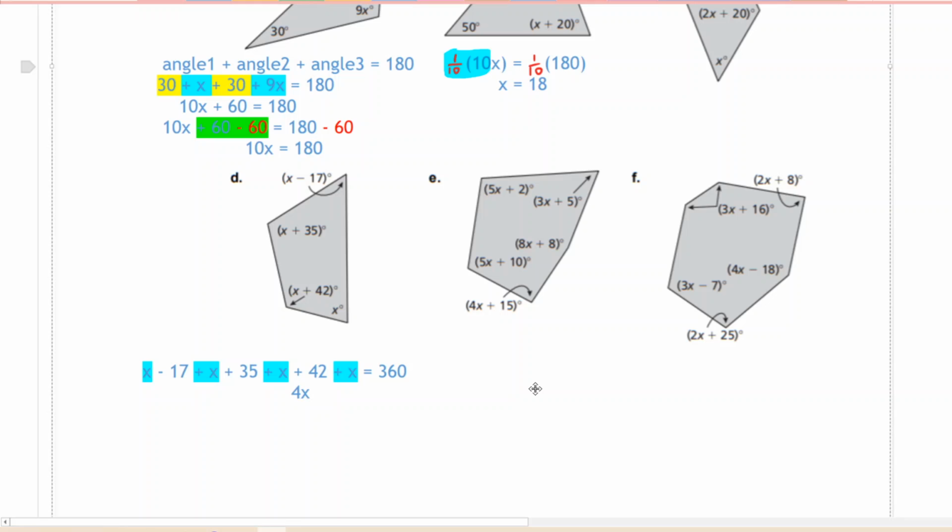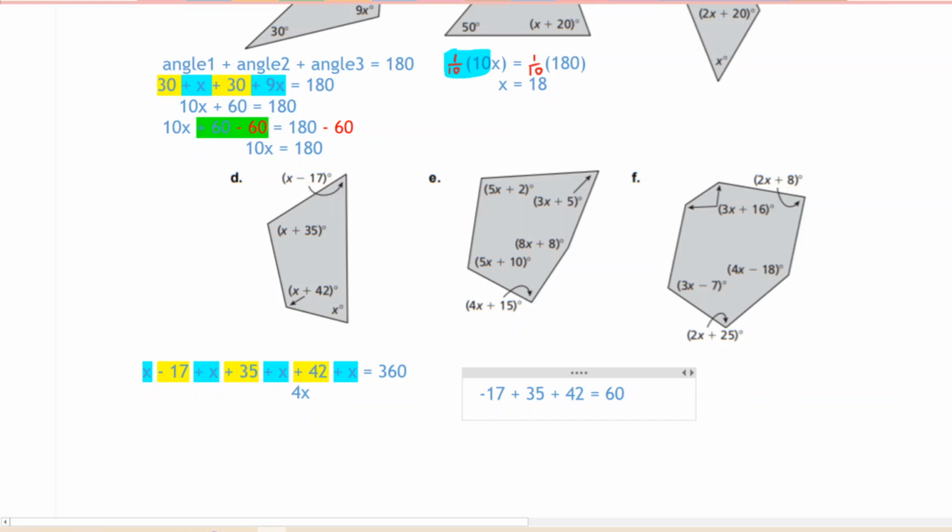And then we'll take a look at the constant terms. Okay, that's minus 17, plus 35, and plus 42. Let's do this over here. Minus 17, plus 35, plus 42. We'll do that on our calculator, and that gives me a 60. Now that is a positive 60, and I want to emphasize that as well. Sometimes my computer does kind of crazy things. So that's a positive 60. So we're just going to put a plus 60 over here. And that's still going to equal 360.